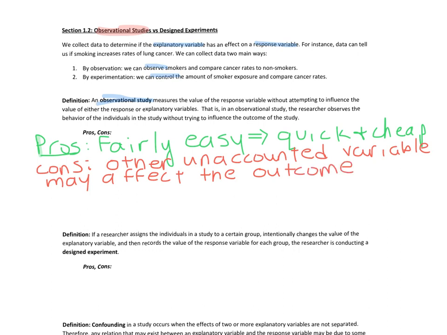So with these other unaccounted variables, in any observational study, because remember they're unaccounted, it's hard to tell if the explanatory variable, like smoking, is actually causing the response variable, like lung cancer. So if we have an observational study, our conclusion has to reflect this. We are not allowed to say in an observational study that smoking causes lung cancer. We can only claim association.